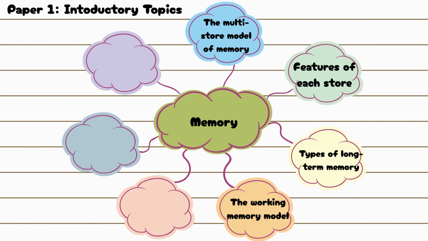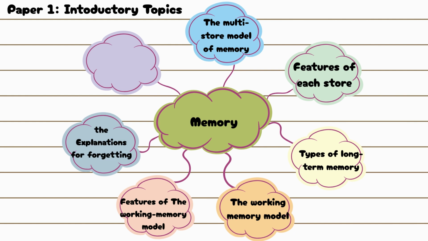Next, the explanations for forgetting: proactive and retroactive interference, and retrieval failure due to absence of cues; factors affecting the accuracy of eyewitness testimony: misleading information, including leading questions and post-event discussion, and anxiety. Finally, improving the accuracy of eyewitness testimony, including the use of the cognitive interview.